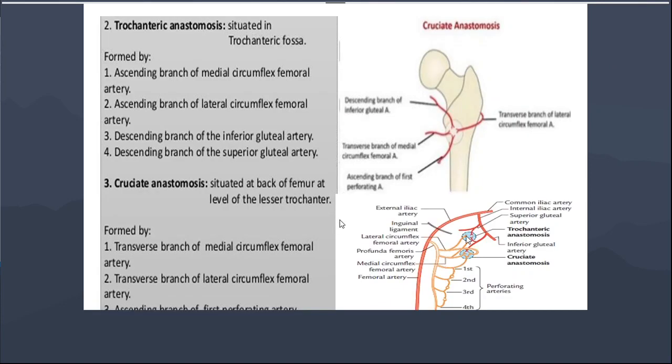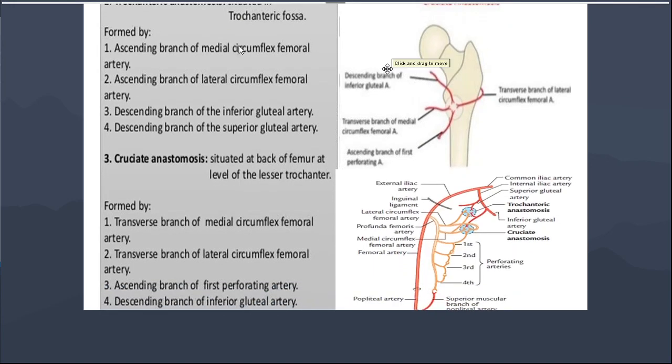So this is the trochanteric anastomosis. This is difficult, please, difficult everyone. If you listen carefully, you can write in your exam, and you can draw this diagram in your exam also. So what is the trochanteric anastomosis formed by? It is formed by four branches.